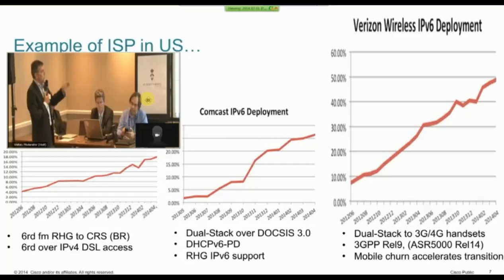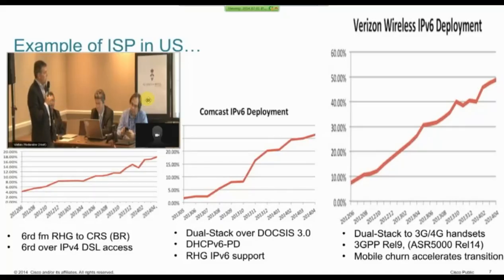As I was saying, if you're looking at the growth curves of those customers, examples of ISPs in the US are AT&T, Comcast, and Verizon Wireless. AT&T is DSL and fiber. Comcast is cable. Verizon Wireless is actually mobile. You can see the growth curves, how things are progressing.